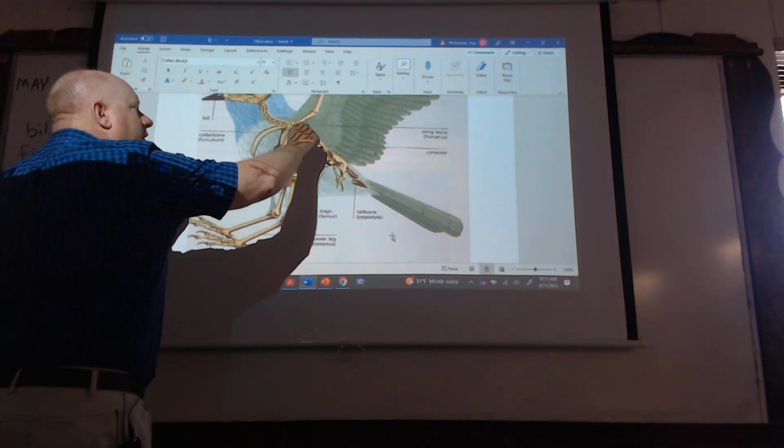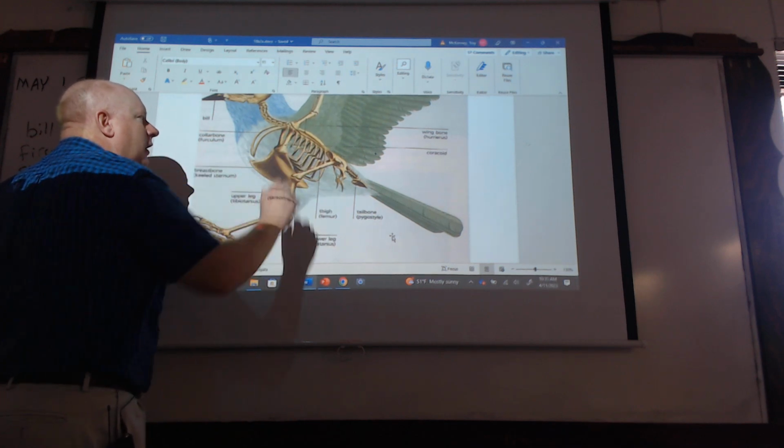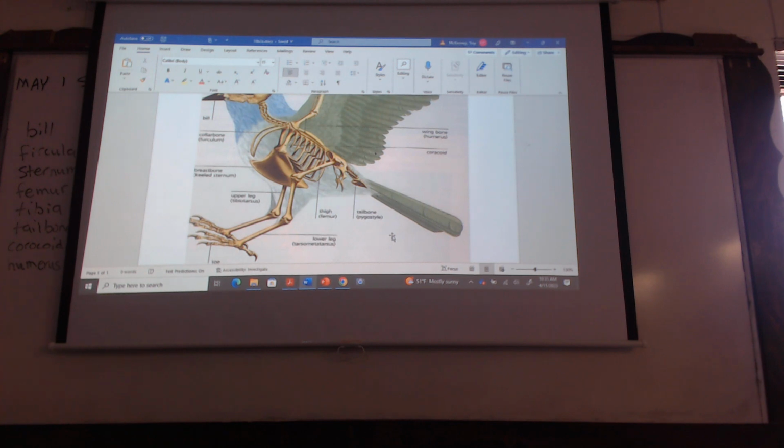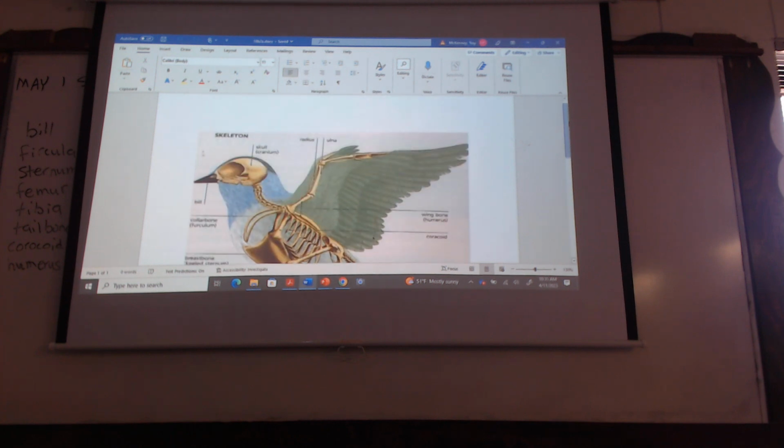Okay? This bone right here. Okay? The humerus. And then I think I need to go up a little further. Okay. Then the radius, ulna, and cranium. Radius, ulna, and cranium. Okay.